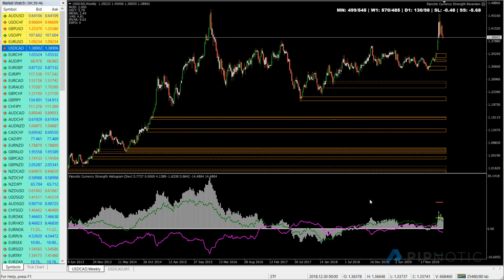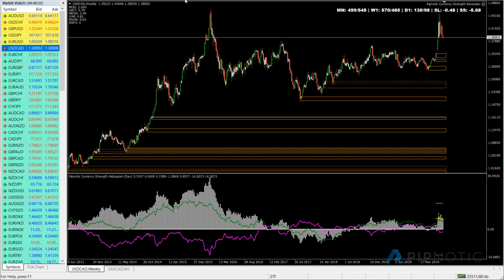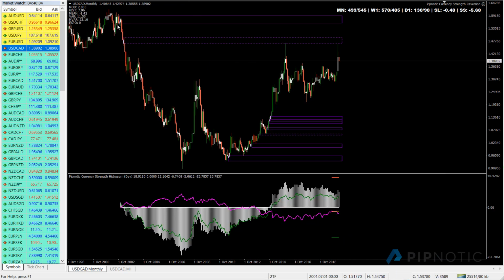Okay, and then we have the price of the American dollar, Canadian dollar, slowly drifting higher. But note as well that we are reacting at monthly supply, and that means a lot. That means that we are potentially seeing a huge change of flows, where we see flows moving into the Canadian dollar and out of the American dollar at this price point that we've seen on the monthly chart.